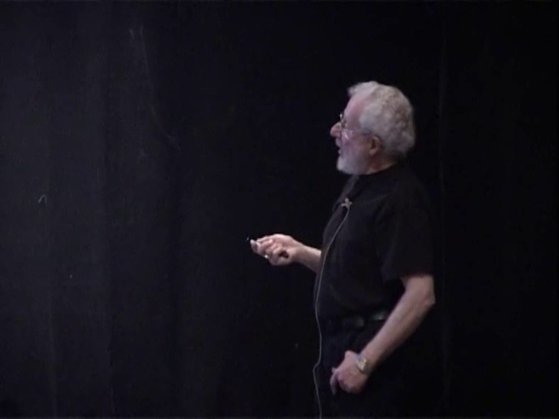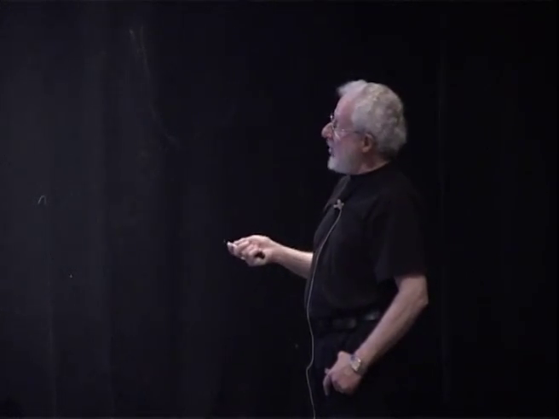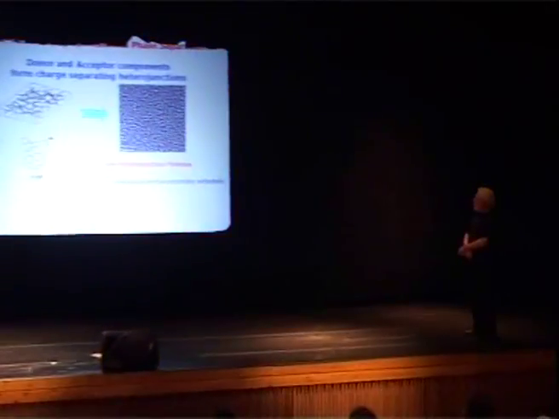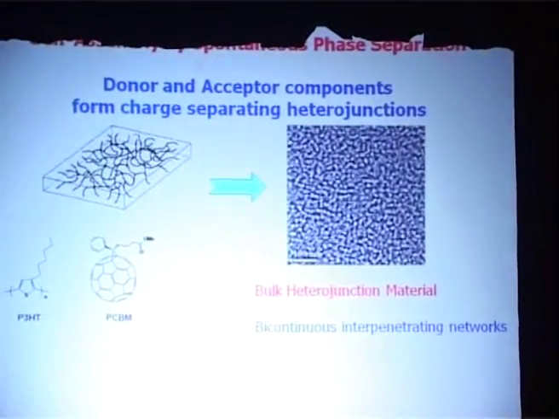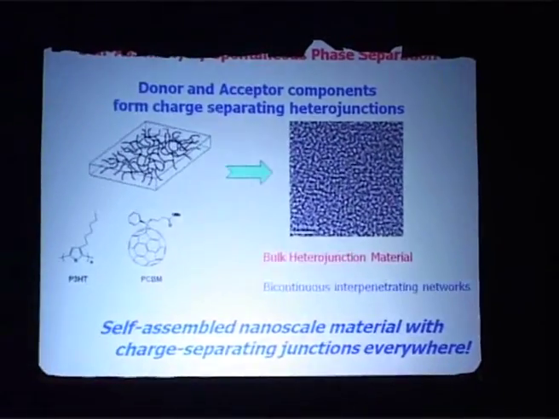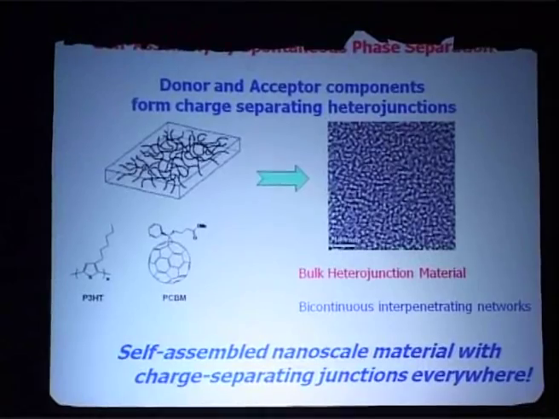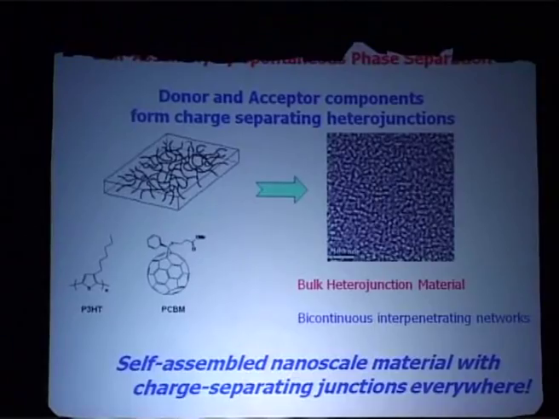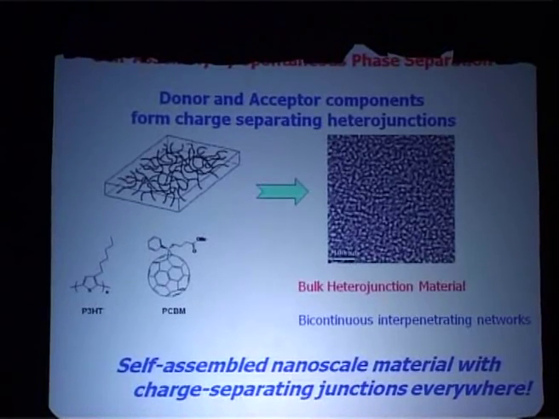But here is an image of a real material which is bicontinuous, or seems to be, and has the right length scale. So that's a bulk heterojunction real material. And it was self-assembled by casting from solution. And every place where you see an interface, you have this heterojunction electronic structure which gives you charge separation.